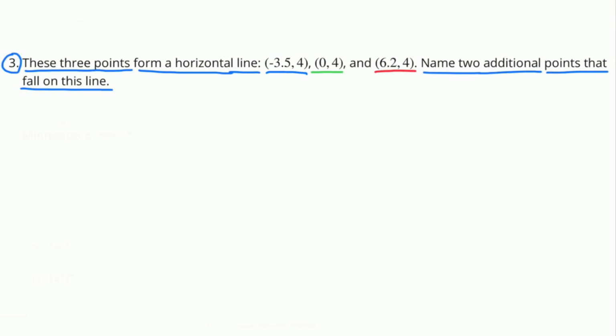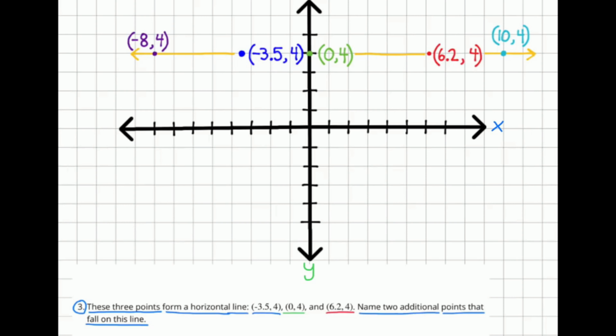Number 3. These 3 points form a horizontal line. Coordinates -3.5 and 4, coordinates 0 and 4, and coordinates 6.2 and 4. Name 2 additional points that fall on this line. Here you can see the horizontal line that it formed, and I highlighted it in yellow.